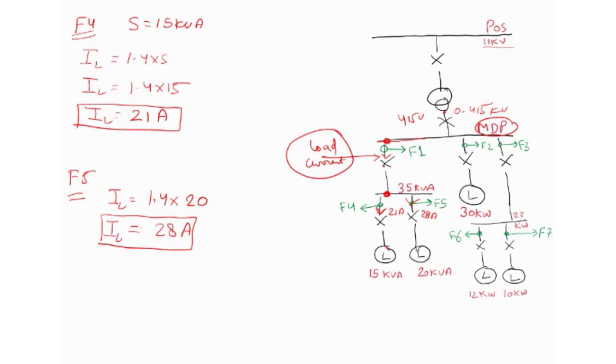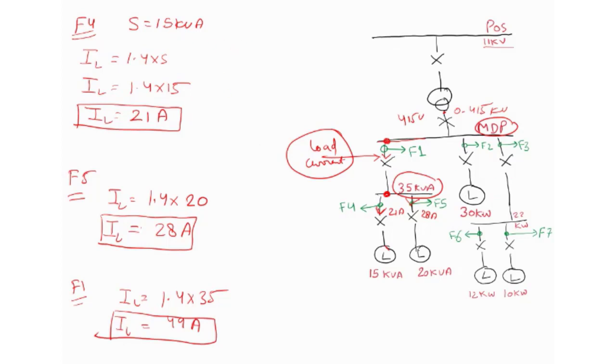And what about feeder 1? You can see this is the total load connected to this feeder. The load current for feeder 1 will be IL equals 1.4 into 35 kVA. Just multiply this and you'll get 49 amperes of current. This is the total current that will flow through this feeder. So this is with respect to apparent power.